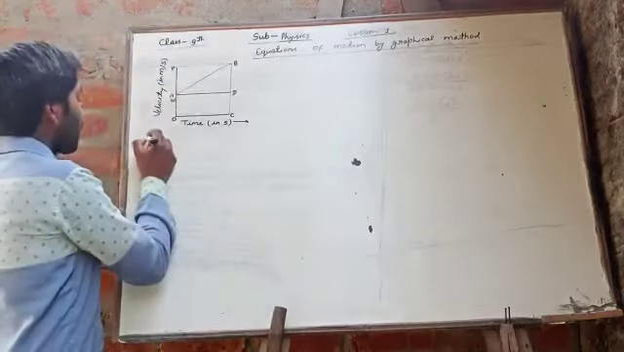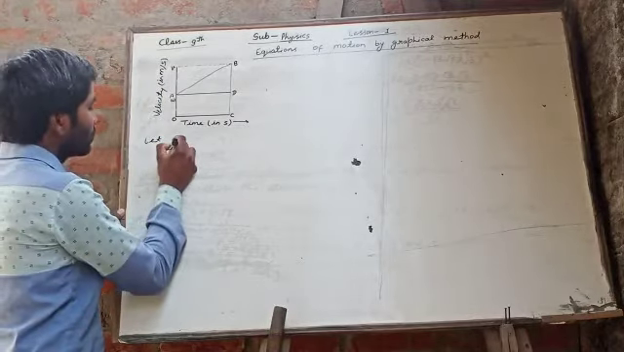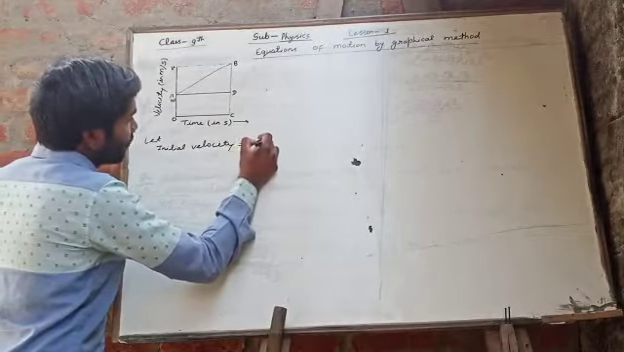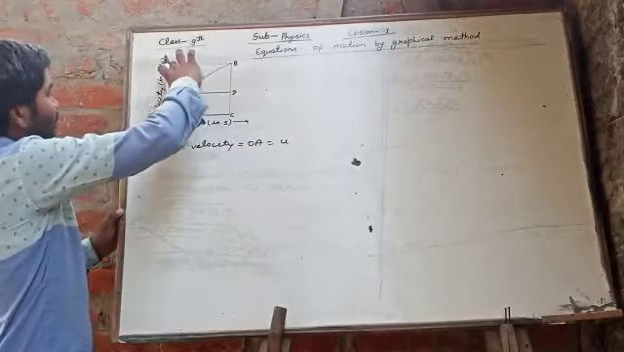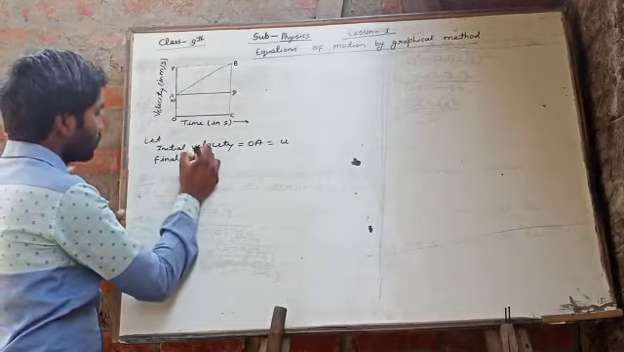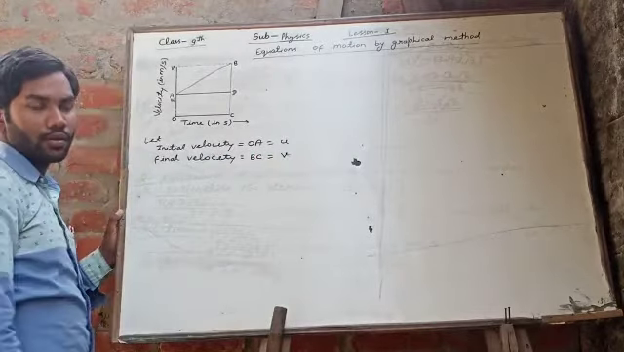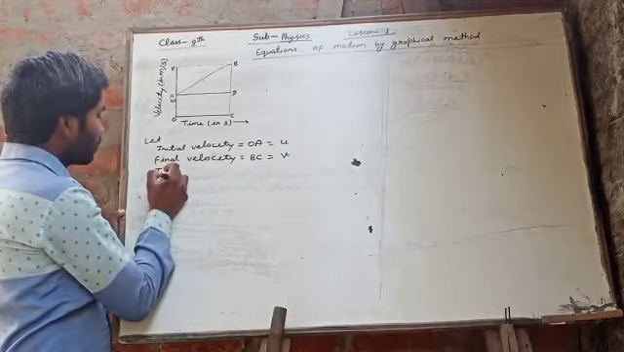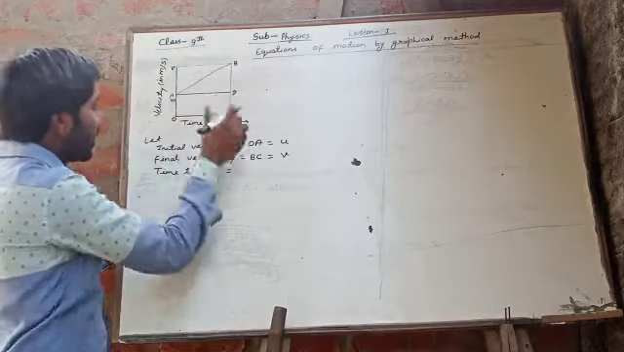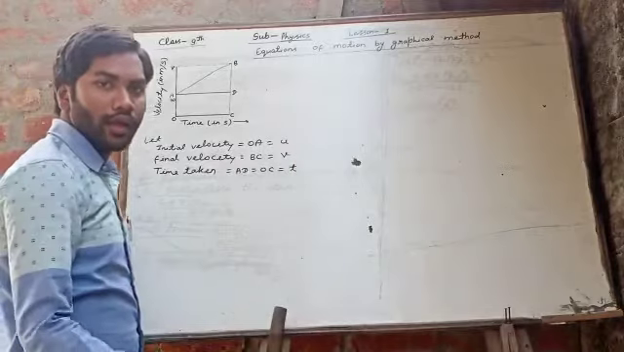So let here the initial velocity at point A be U. The initial velocity is represented by OA, so OA is equal to U. The final velocity, this one, is BC, so BC is equal to V. After that, the time taken is OC or AD, so AD is equal to OC, and let it be T.